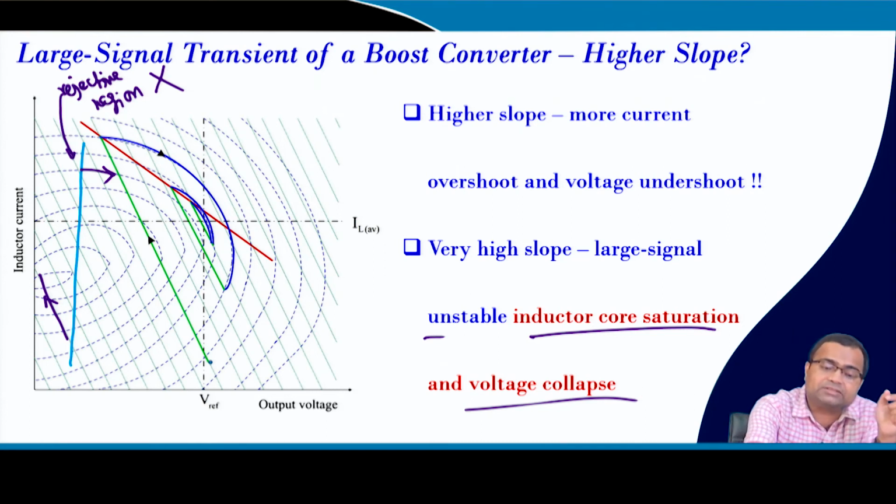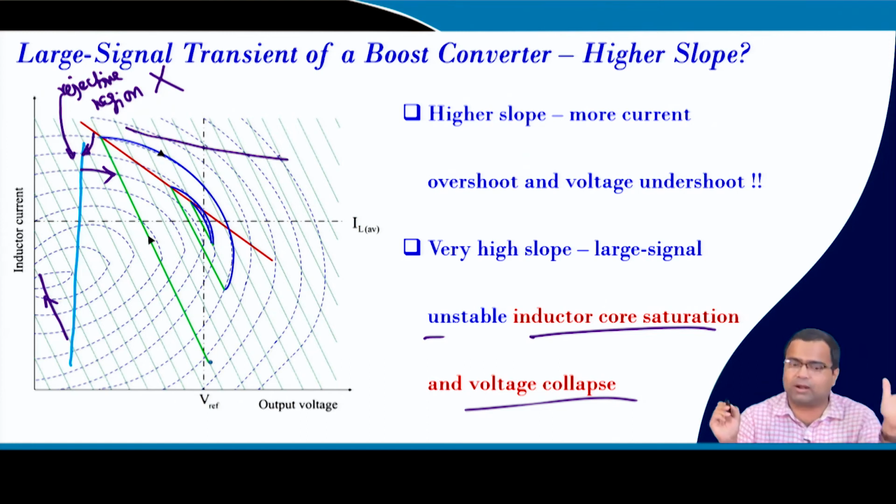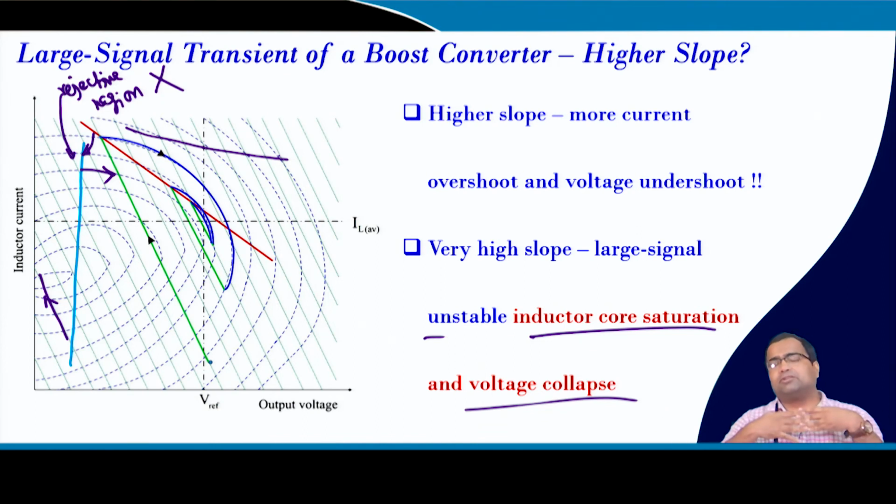That means this slope should be smaller. You can take a smaller slope, it will be overdamped, but for a larger slope you have to be very careful, particularly for a boost converter, because you may land up in a rejective region where the system will completely collapse and your inductor will saturate, it will damage the device and the voltage will collapse.